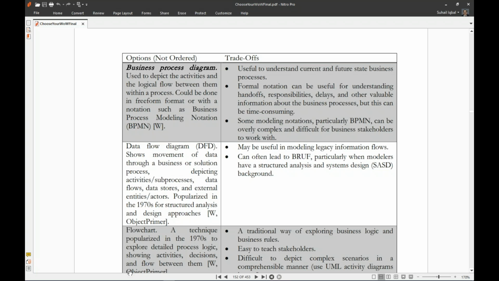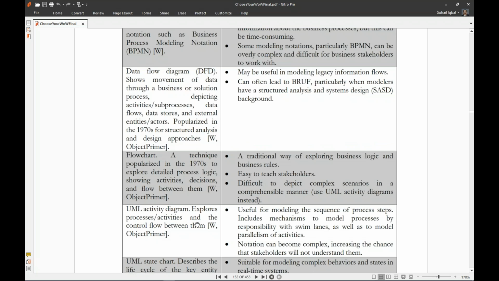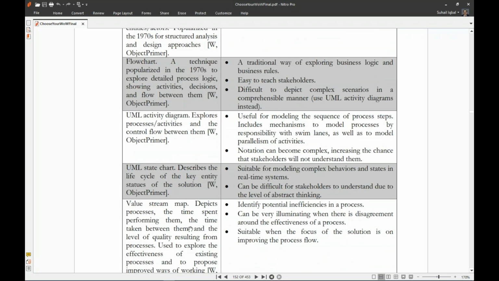Next is data flow diagram, DFD. Shows movement of data through a business or solution process, depicting activities, sub-processes, data flows, data sources, and external entities, popularized in the 1970s for structured analysis and design approaches. So the variants here are maybe useful in modeling legacy information flows, can often lead to BRUF, particularly when modelers have a structured analysis and systems design background.